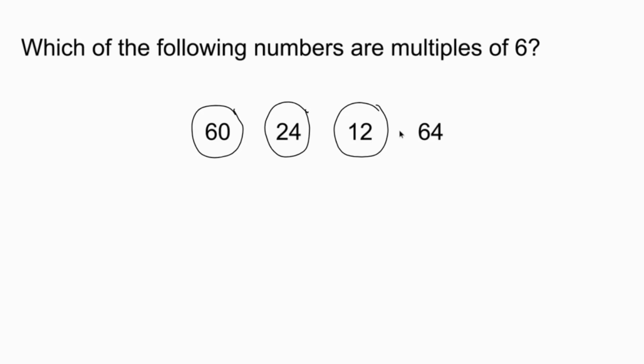6 times what is 64? Well, 6 times 10 is 60. 6 times 11 is 66. So 64, if I were to divide, would get me a remainder. So 64 is not an option, but these three numbers were.